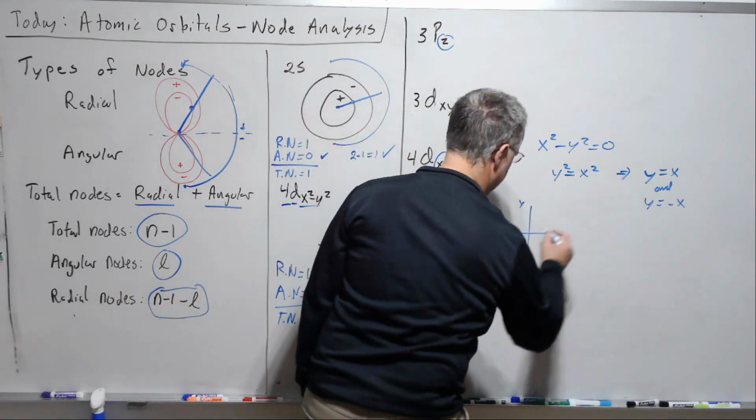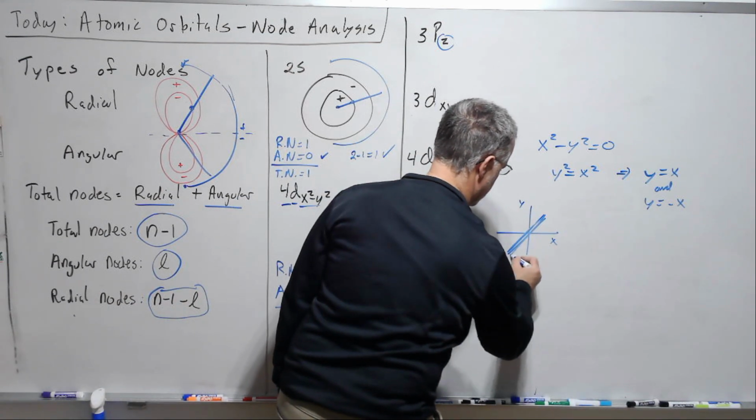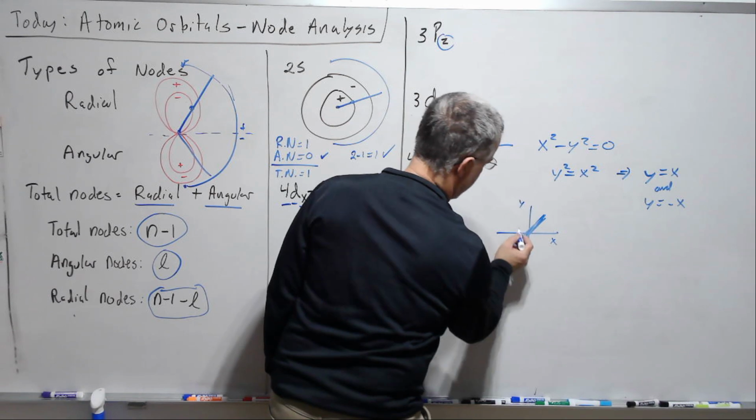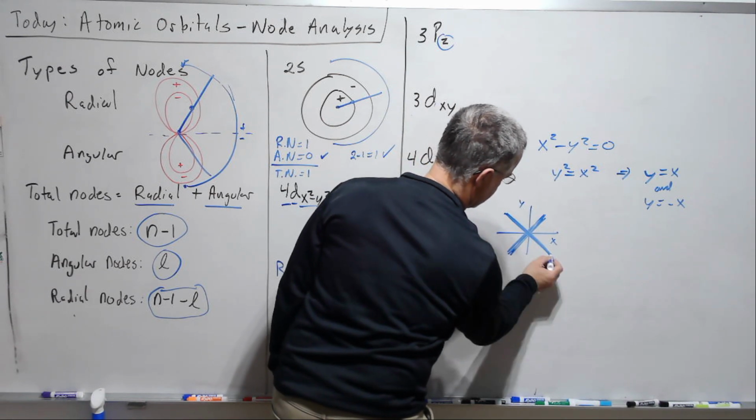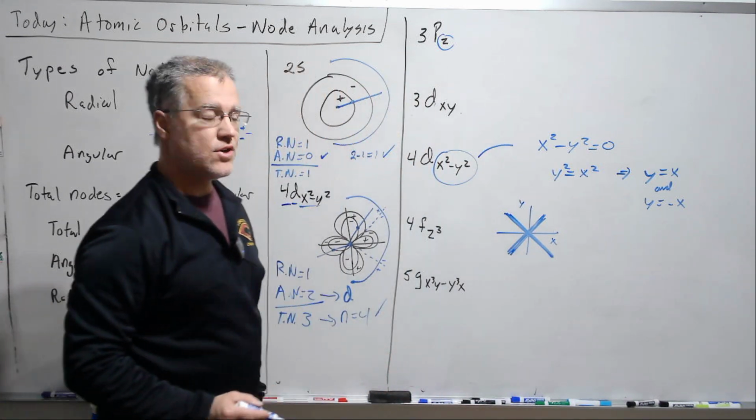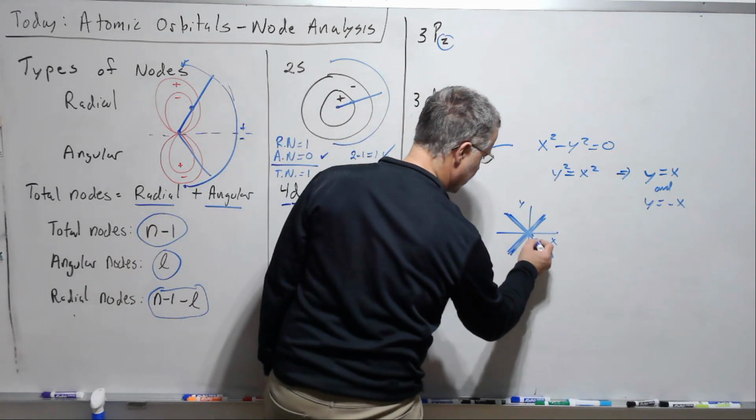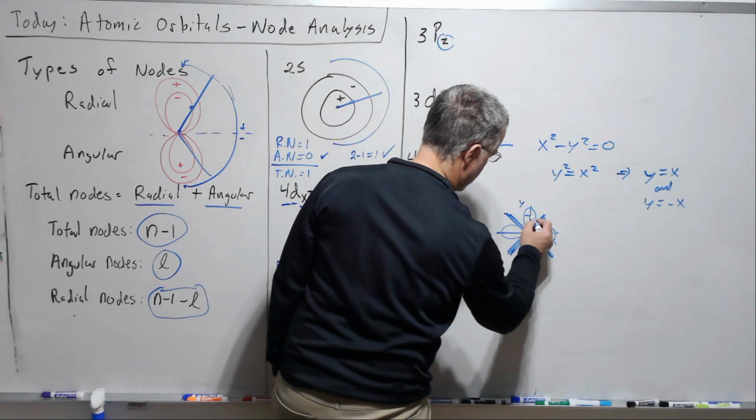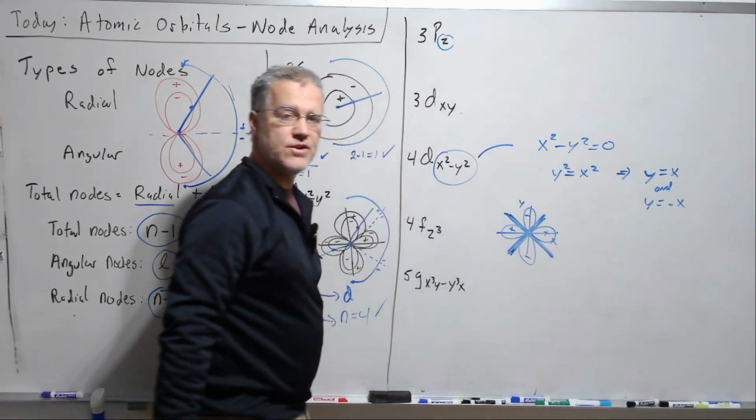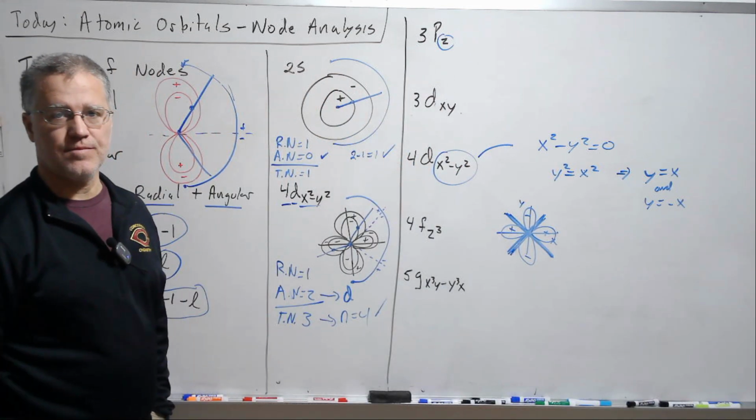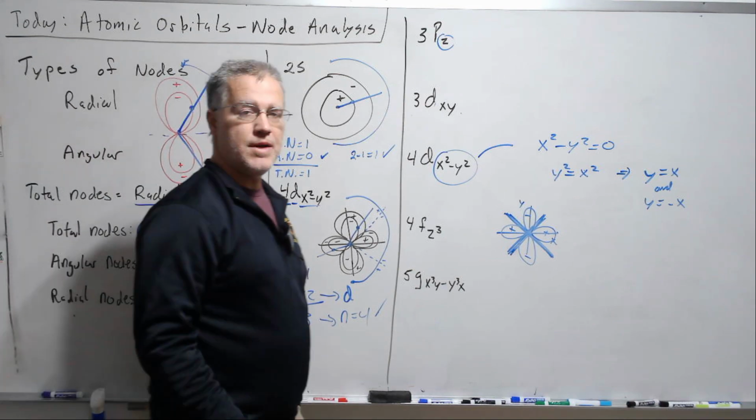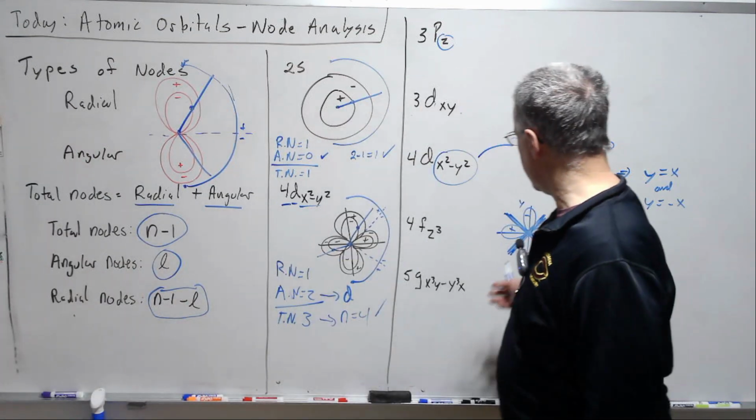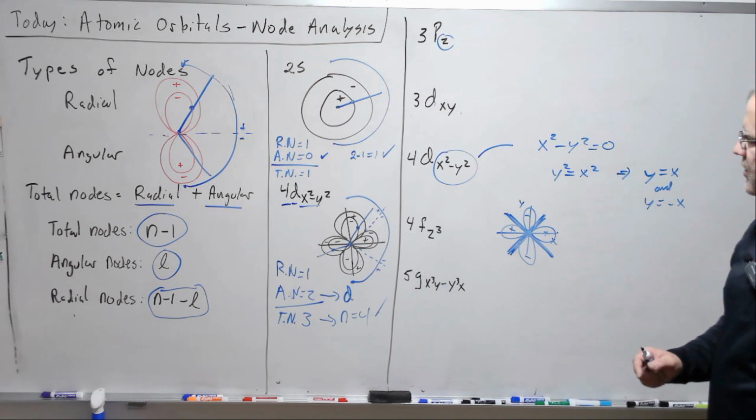Well, y equals x is this line, and y equals minus x is this line. And so the lobes draw themselves now. And that's how we know that's the shape of the x squared minus y squared. So we don't need to memorize anymore. We can get that from solving where the nodes are.